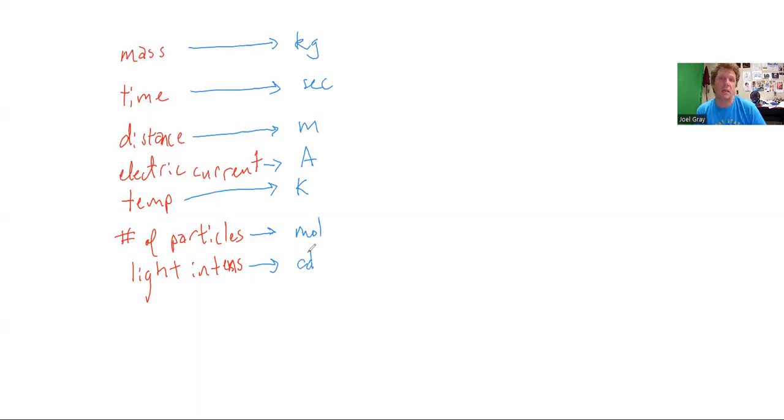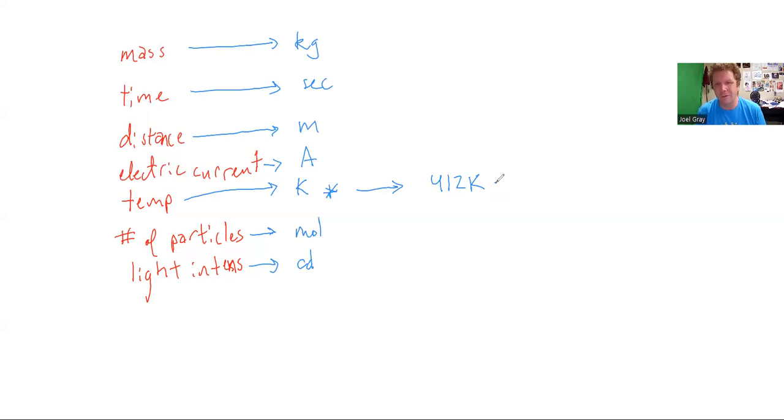Now, some of these, if you've taken a chemistry class before, they might be a little bit familiar to you, specifically temperature being measured in Kelvin. One thing that's important is when you report the temperature in Kelvin, if you say it's 412, you wouldn't say 412 degrees Kelvin. Instead, the convention is to say 412 Kelvin. So that's your units for temperature.